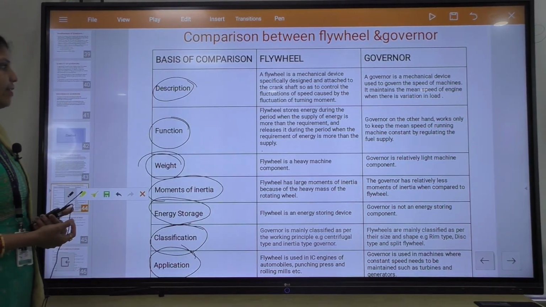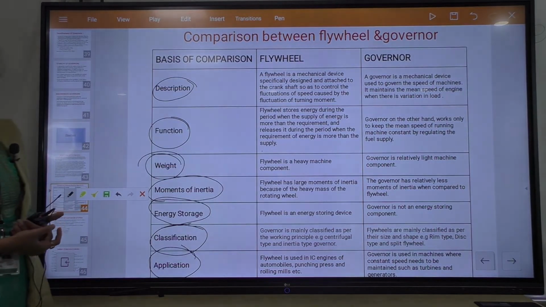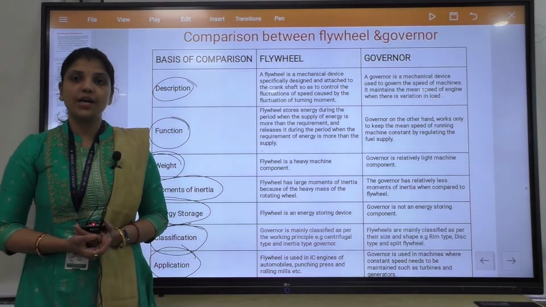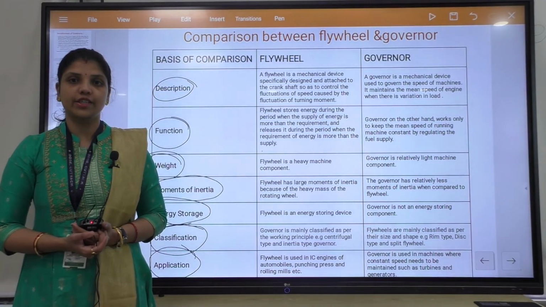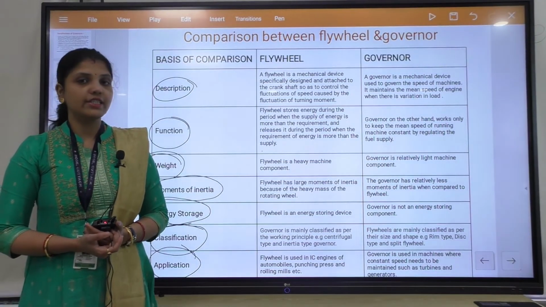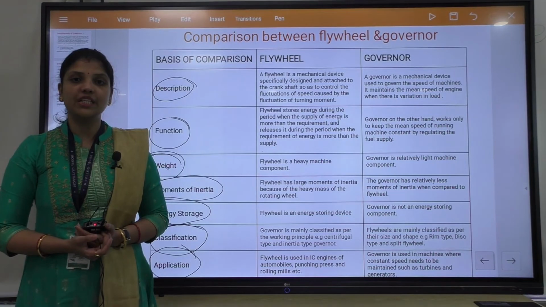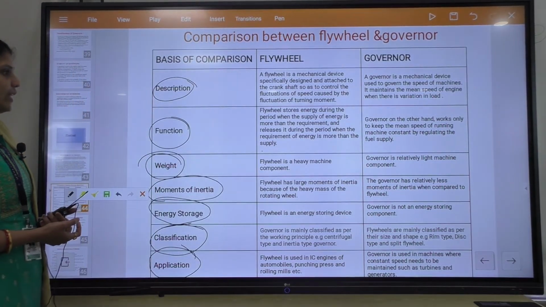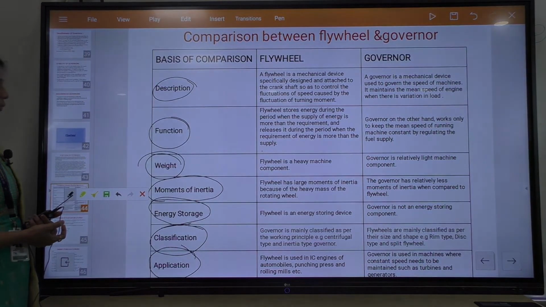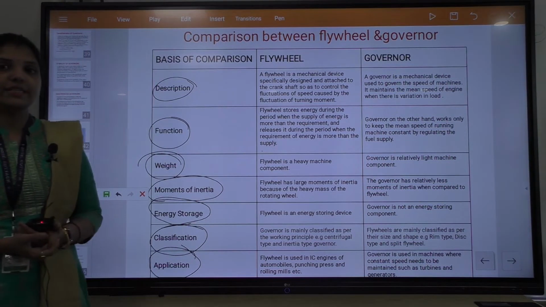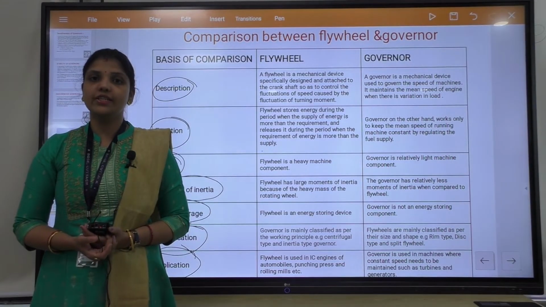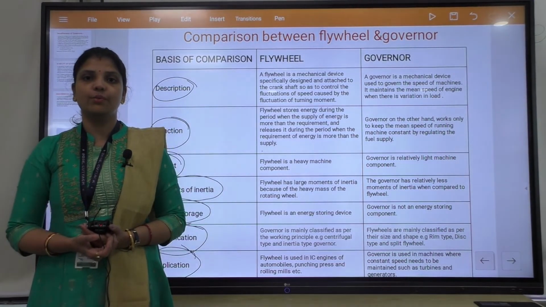Next factor is the function. Flywheel is used to store the energy when the supply of energy is more than the requirement, and governor is used to maintain the mean speed of the engine by regulating the fuel supply. Next come to the weight. Flywheel is a heavyweight machine component while governor is a lightweight machine component.